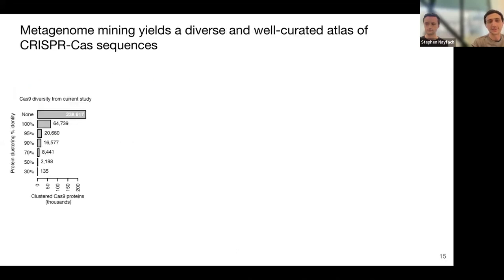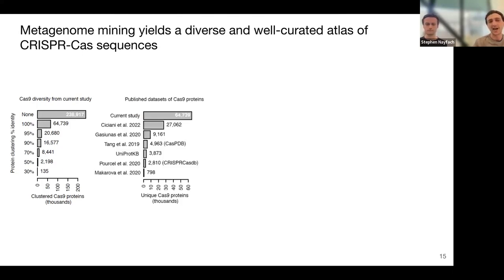And so for Cas9 specifically, how much data do we actually get? Altogether, there were nearly 240,000 of these CRISPR-Cas operons from type 2 systems that contain Cas9. Clustering these 240,000 sequences, we revealed about 65,000 that were unique.